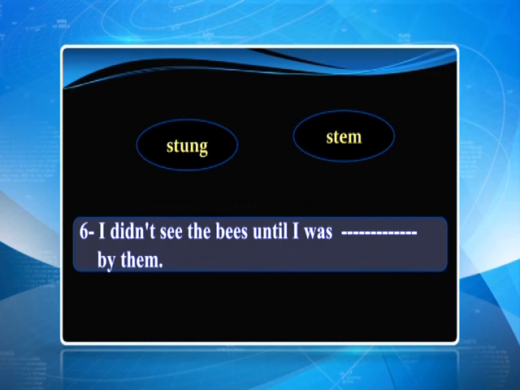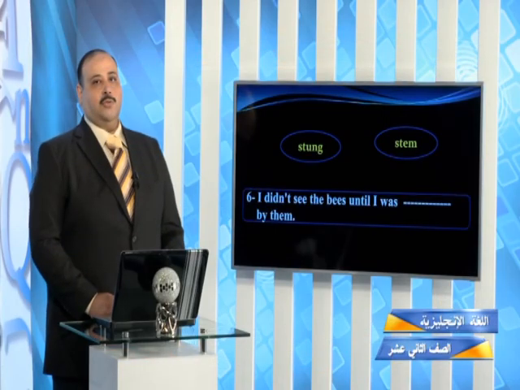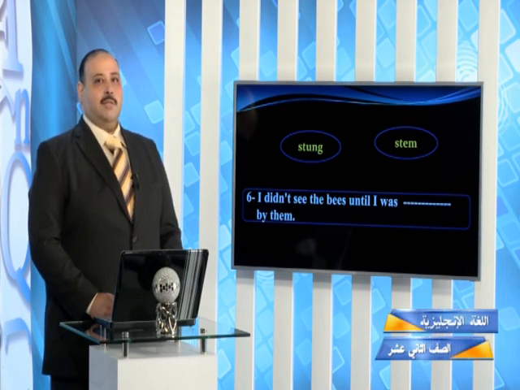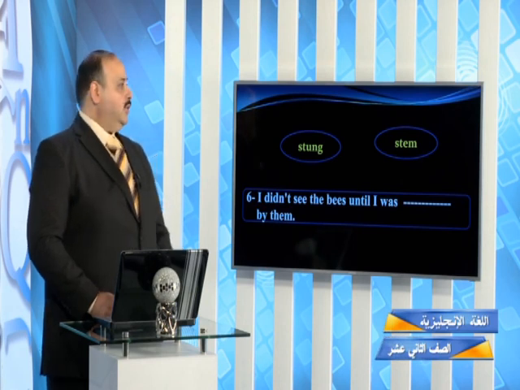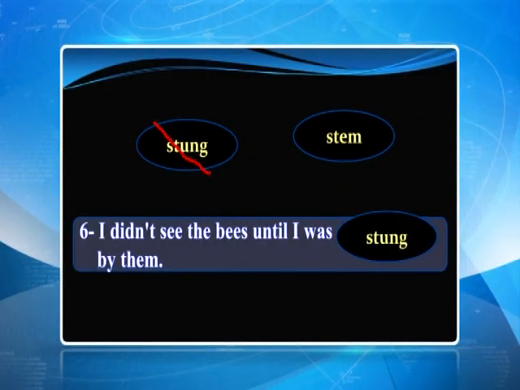All right. I didn't see the bees until I was blank by them. Now, the bees, if you remember, as I told you, have needles and they protect themselves when any enemy attacks by injecting their needle. So here we have the word stung. So I didn't see the bees until I was stung by them. All right? Okay.